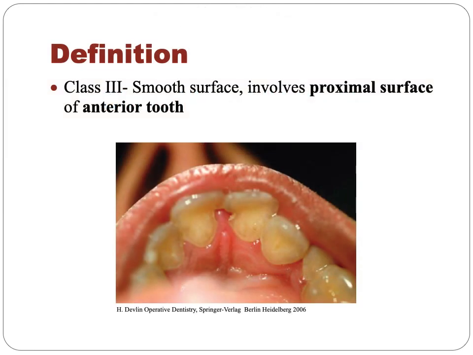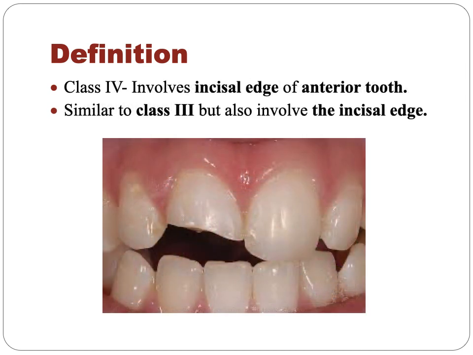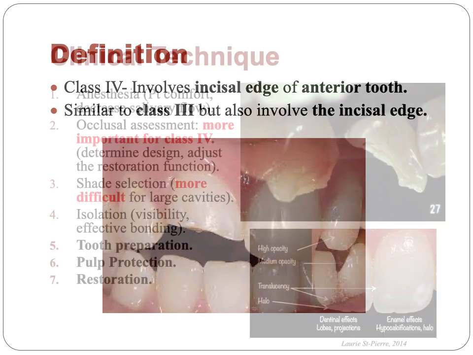Definition أخذتوه أنتو في المحاضرات السابقة. تعرفوا class 3 is a smooth surface involving proximal surface of anterior teeth, while class 4 usually is similar to class 3, but we have involvement of the incisal edge.